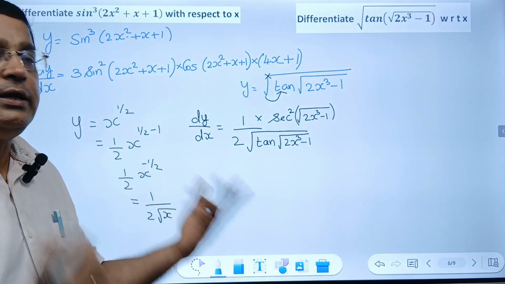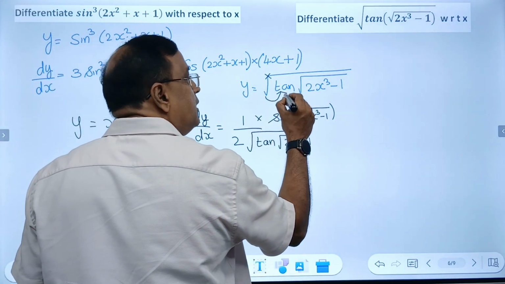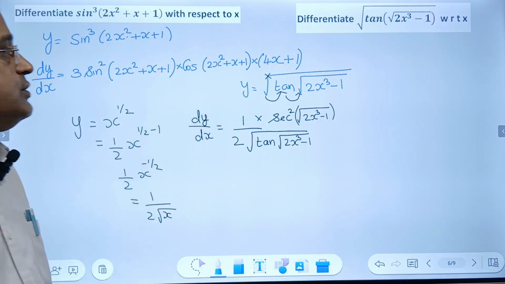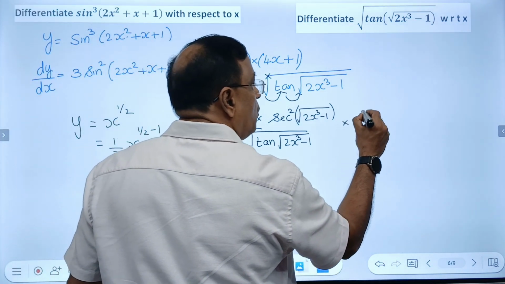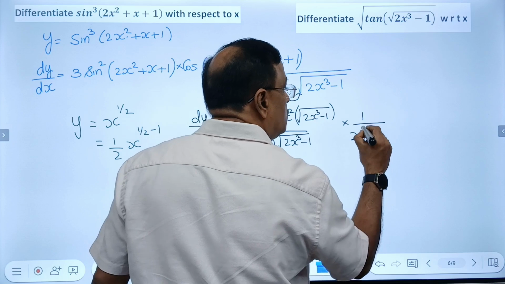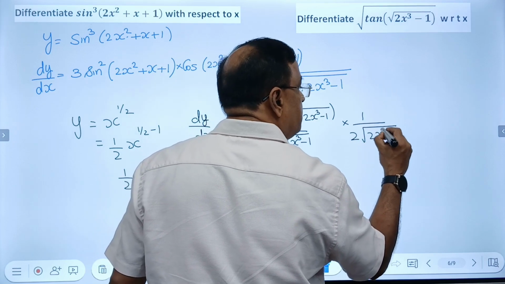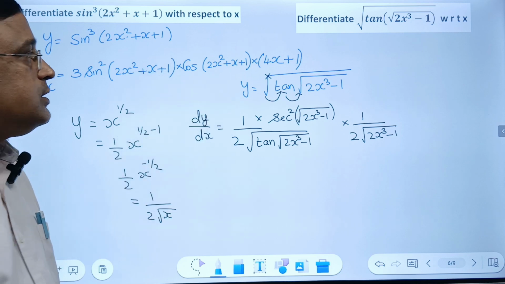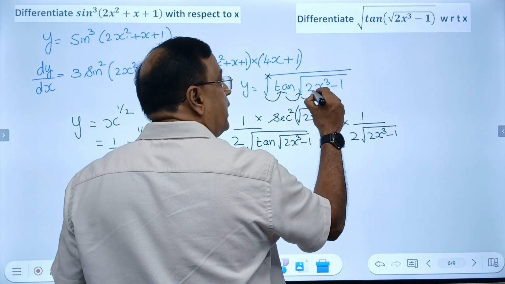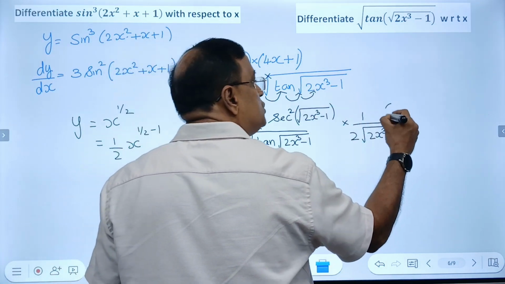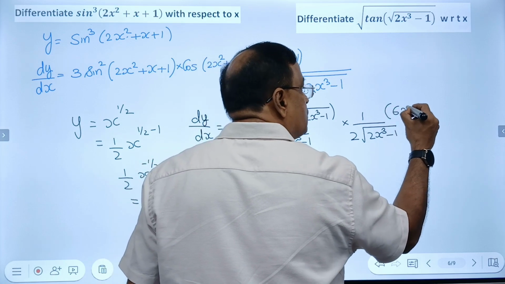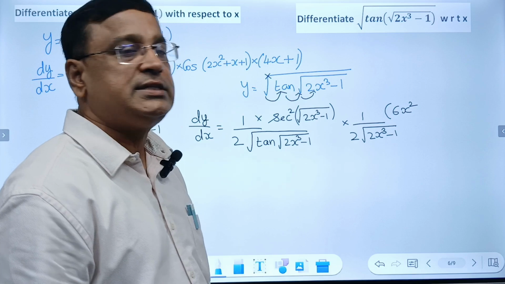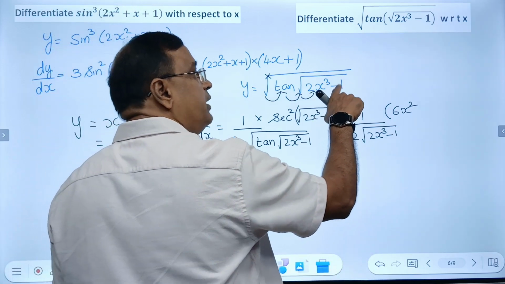After differentiating tan, what is the next term that you see? After that, I see once again the root. So what is differentiation of this root? 1 by 2 root of 2x cube minus 1. After differentiating this root, what do I see? I see 2x cube, which is 6x square, because differentiation of x cube is 3x square. 3 into 2 is 6x square. And differentiation of 1 is 0.